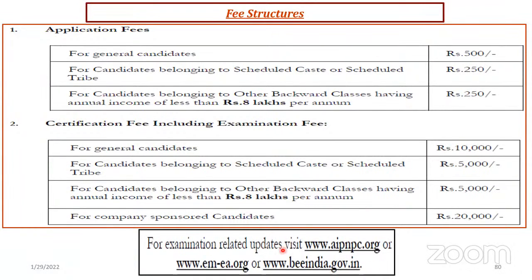All the examination-related information you can get from aipnpc.org or energy manager-energy auditor.org or beindia.gov.in. The next question that will come to mind is, sir, when will the examination be conducted? Normally, this examination is conducted only once in 1 year, and that too in the September 3rd week. It is almost finalized. Every September 3rd week, the examination will be conducted.